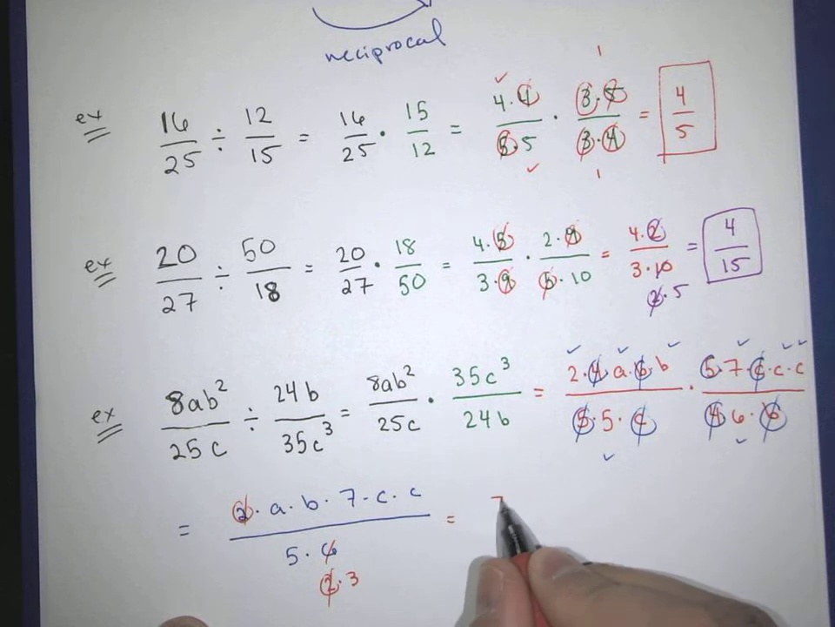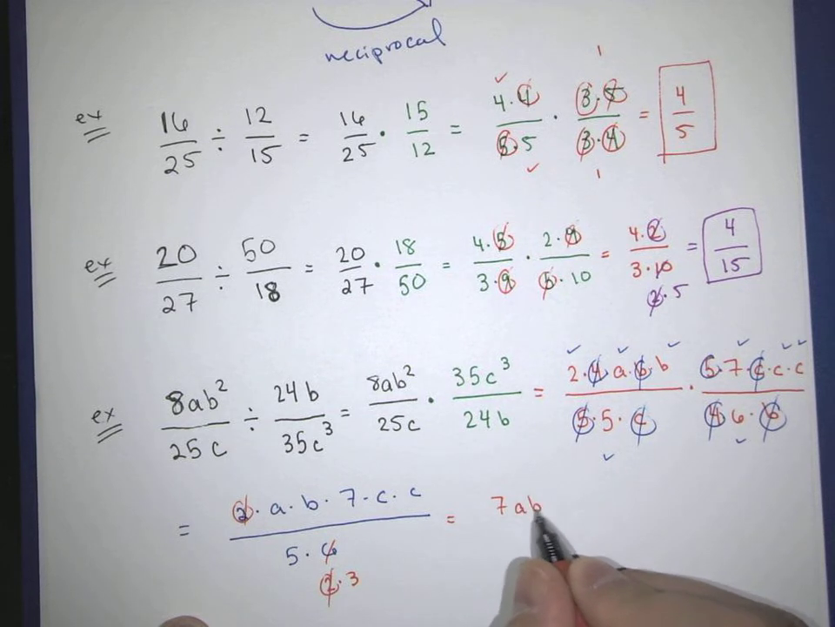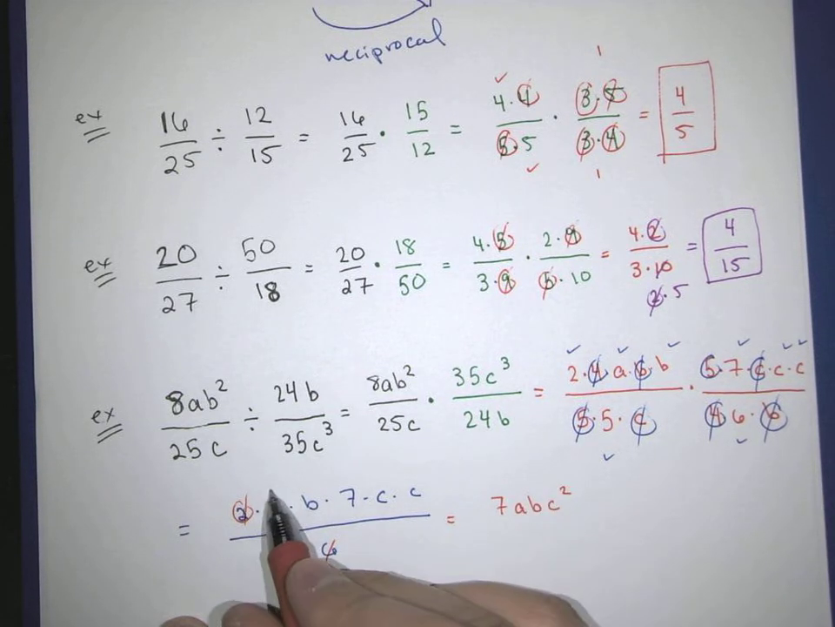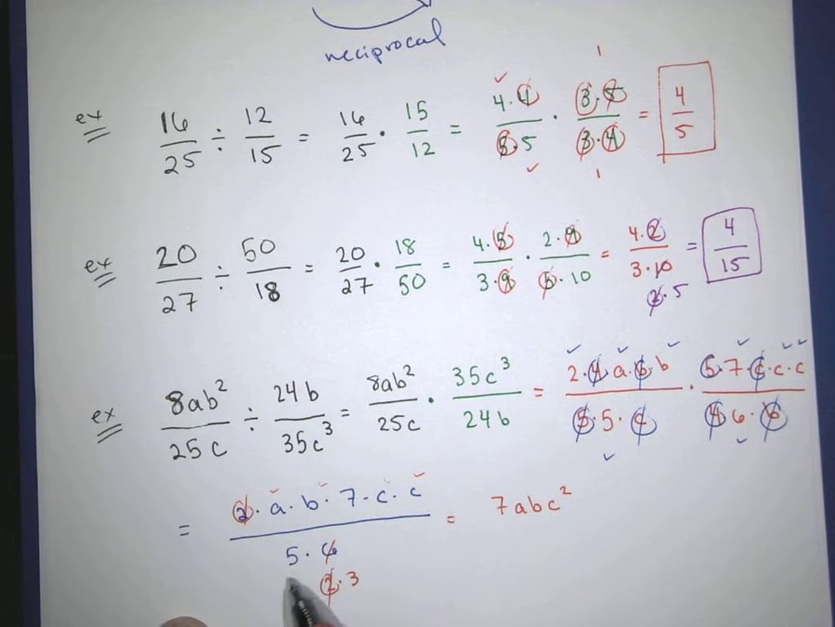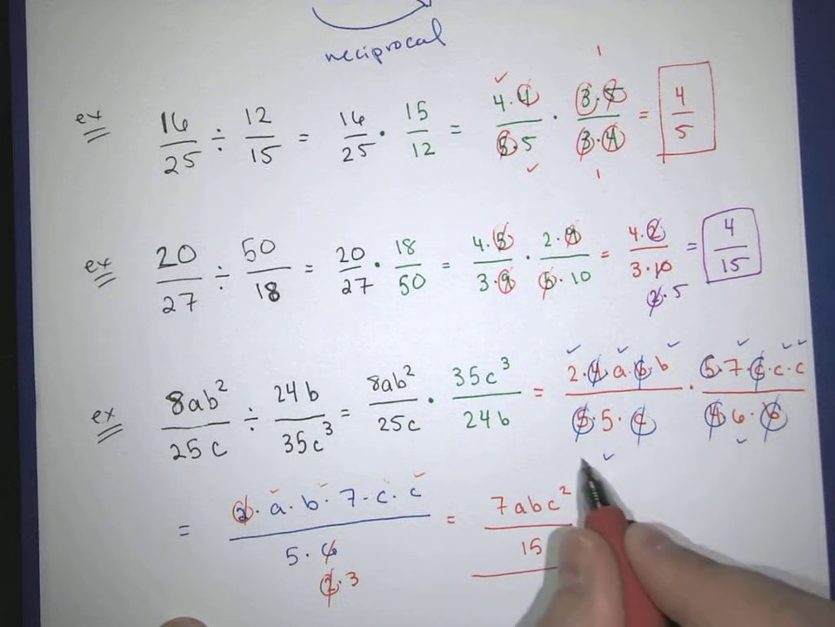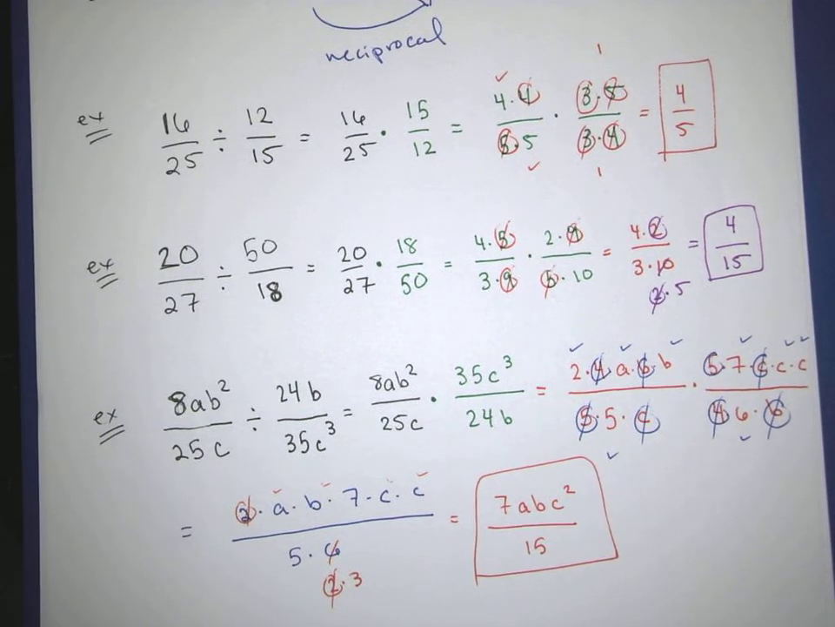So what's my final answer going to be? 7 times A times B times C squared, right? Single A, single B, and then double C, over 5 times 3. Just can't get rid of that 15. Keep getting 15 on the bottom. That is not on purpose. That's just a coincidence.